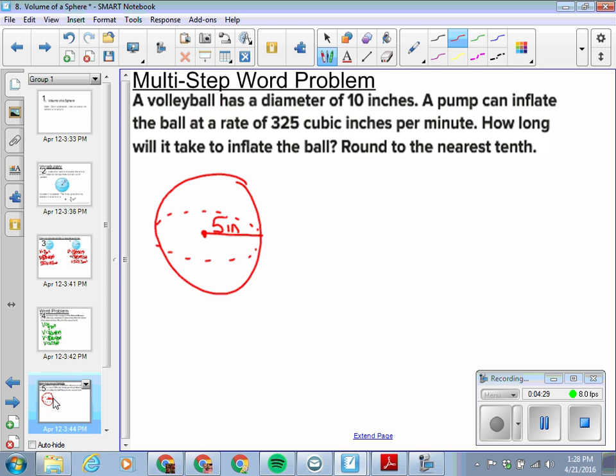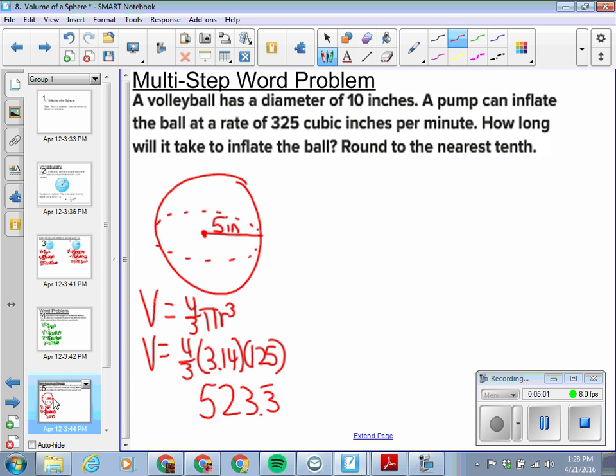So we need to start by finding the volume of this volleyball. That's the first task we have to complete. And we had this problem before, the same numbers before. If 5 is the radius, then 5 cubed is 125. I forgot the answer, so I'm going to go ahead and recalculate it. You guys can look up on your note sheet to find it from before. We got 523 and 3/10 repeating as the volume of our volleyball. Now, the pump can inflate the ball at a rate of 325 cubic inches per minute. How long will it take to inflate the volleyball? Round to the nearest tenth.